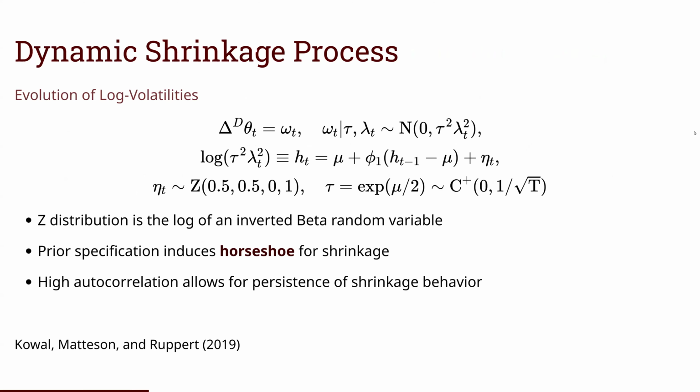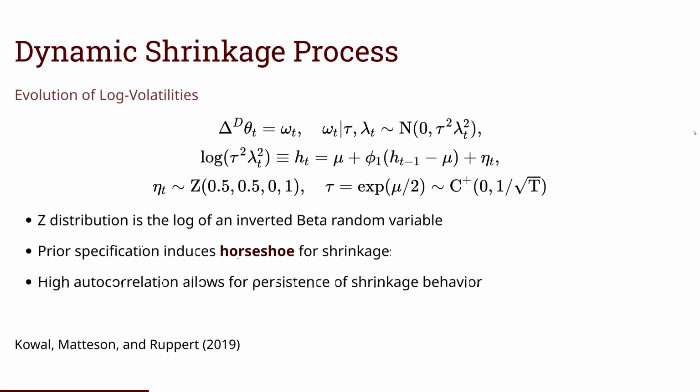Okay, so if you remember the Gaussian stochastic volatility that I showed, that was also similar to these first two lines where we have the increments have a Gaussian distribution with some variance, and the log of that variance follows this autoregressive process. So that's very similar to the Gaussian stochastic volatility, but instead of having the sort of one global variance, we have two. You'll see tau squared lambda t squared. So we have the global part, which is the tau squared, and the local part, which is the lambda t squared.